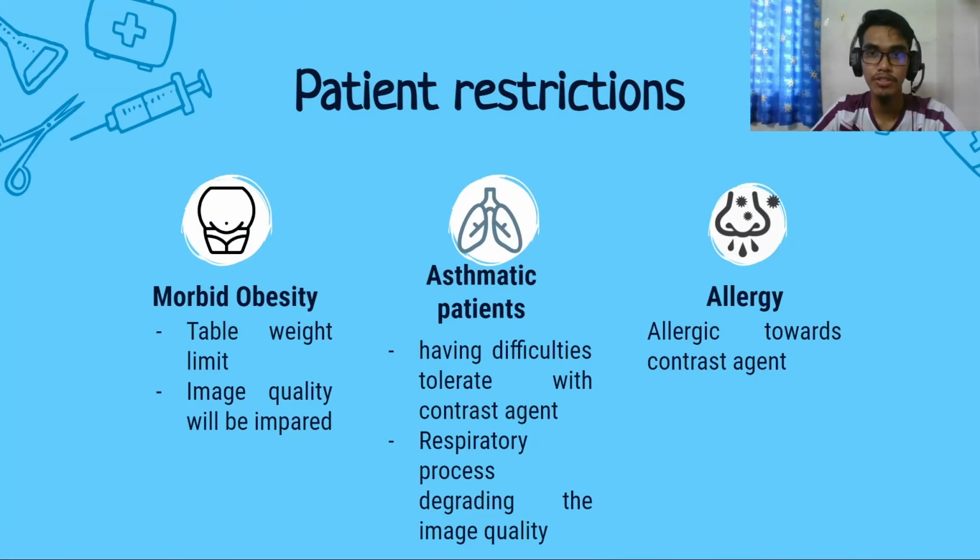The next patient restriction is morbid obesity. This is because the CT scanner table has a weight limit, so the person in charge has to ensure that the obese patient can be laid down on the table without exceeding the weight limit, and also the image quality will be impaired due to the size of the patient. Next is the asthmatic patient. They have difficulty tolerating the contrast agent, which will cause breathing difficulty. This will degrade the image quality of the CT scanner.